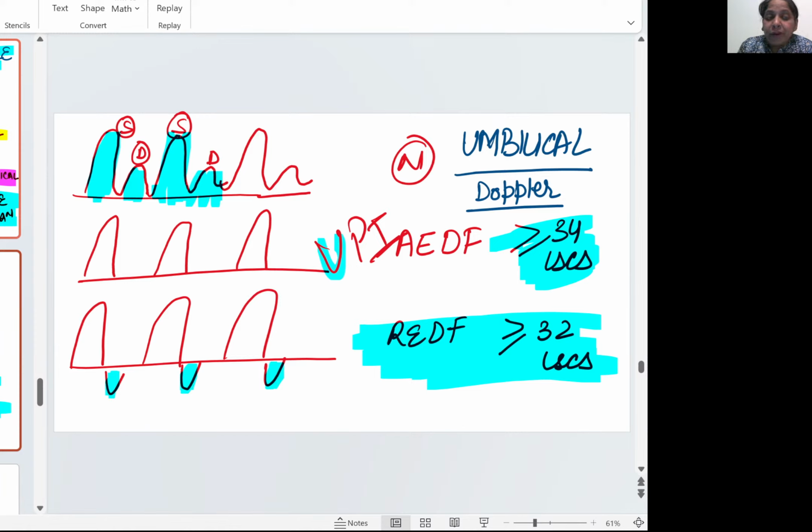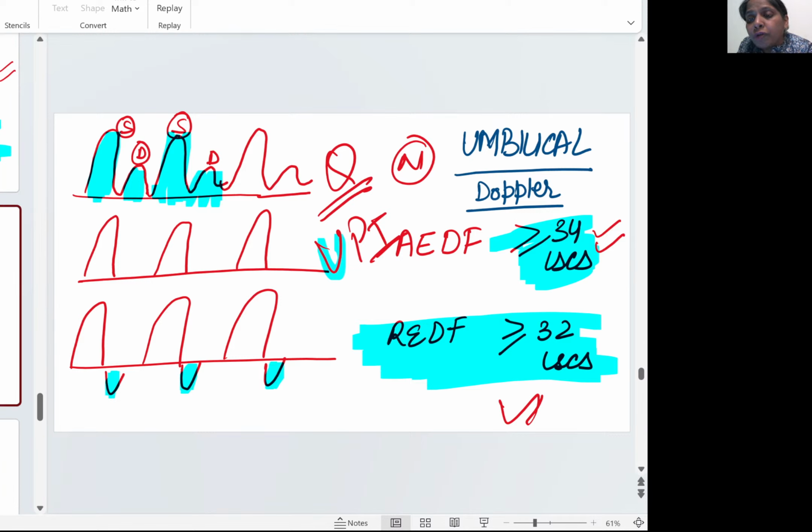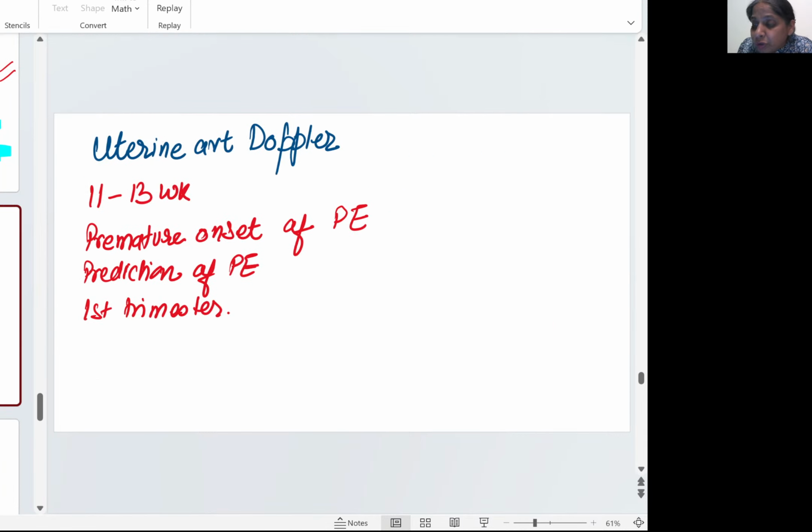What is the period of termination? This is something new. Question can be asked. On the new FMG, people ask questions. If there is absent end diastolic flow, then termination is done at 34 weeks. If there is reverse end diastolic flow, the flow is going in the reverse direction, then termination is done at 32 weeks.